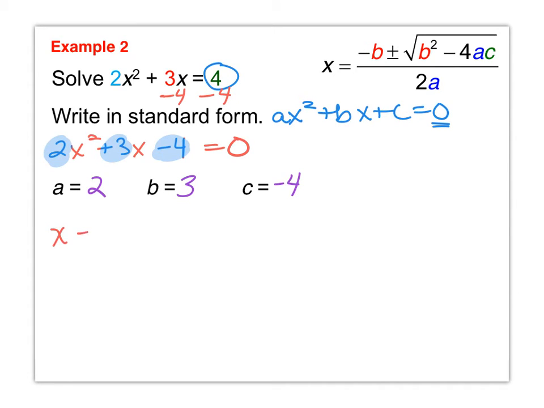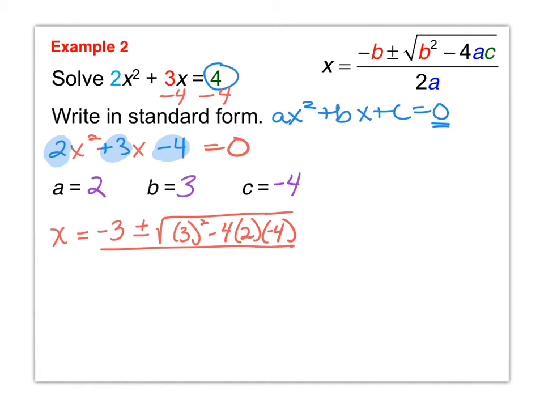x equals negative b plus or minus the square root of b squared minus 4ac all over 2a. So let's go through step by step. Negative b, that's negative 3, plus or minus the square root of b squared, that's 3 squared, minus 4ac, all divided by 2a, or 2 times 2. Let's simplify each part of this.